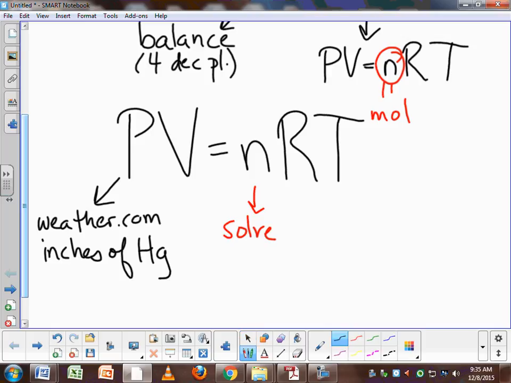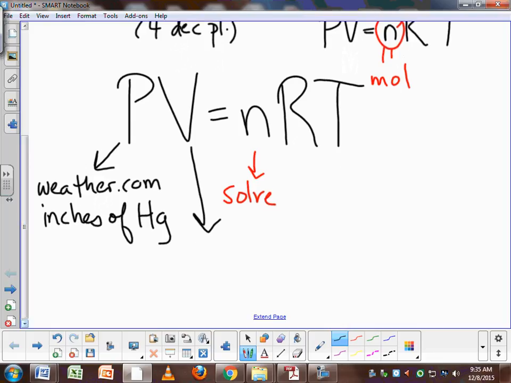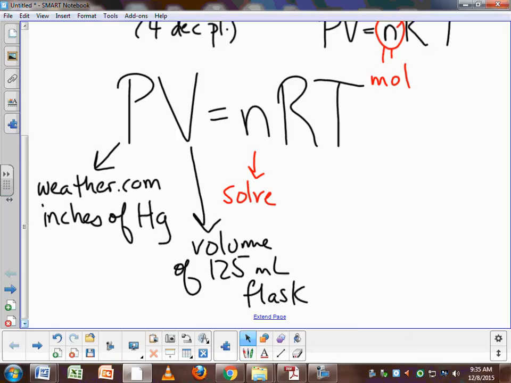Volume, because we need volume. Volume is going to be the volume of your 125 milliliter Erlenmeyer flask. Here's a secret. The volume of your 125 milliliter Erlenmeyer flask is not 125 milliliters, so you cannot put that down. The 125 milliliters in the name of the flask means that that flask is designed to comfortably hold 125 milliliters of liquid, which means that its volume is actually more than 125 milliliters.